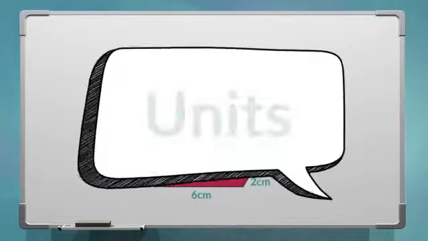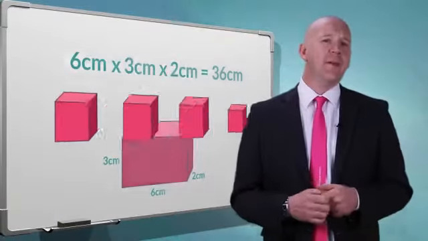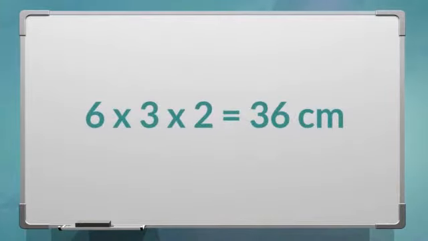Now let's talk units. These measurements are all in centimetres, but our volume isn't measured in centimetres. As we looked at before, volume was the amount of cubes in the shape, so we have to cube the units for volume by drawing a little 3 afterwards. So the correct unit for the answer is centimetres cubed, giving us a final answer of 36 centimetres cubed.